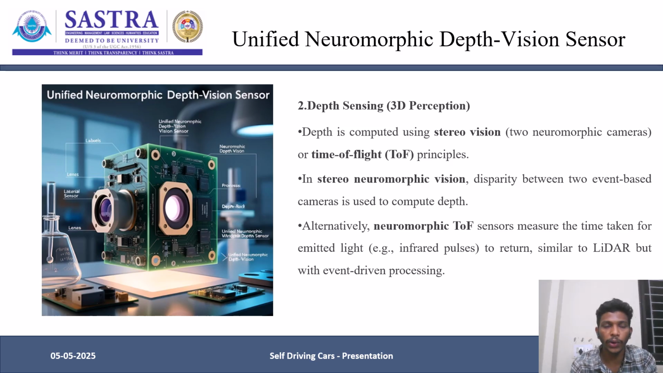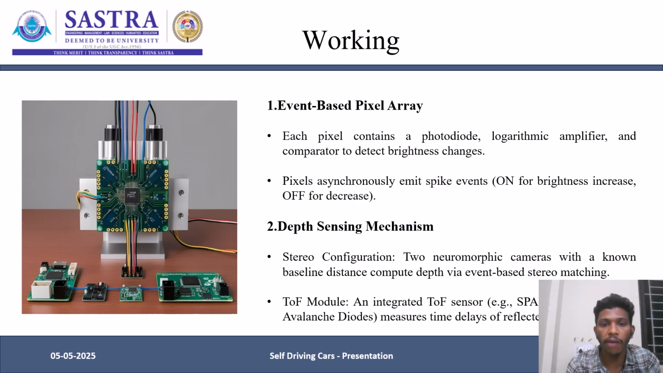Then we integrate an on-chip event processor. It processes the stream of events in real time and enables fast decision making with very low latency. When I talk about the working, in the event-based pixel array, each pixel contains a photodiode, logarithmic amplifier and comparator to detect brightness changes. Signals asynchronously emit spike events: ON for brightness increases, OFF for decreases.